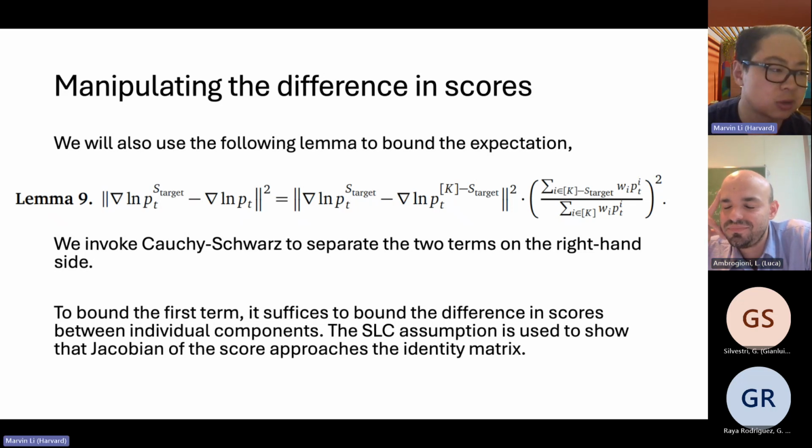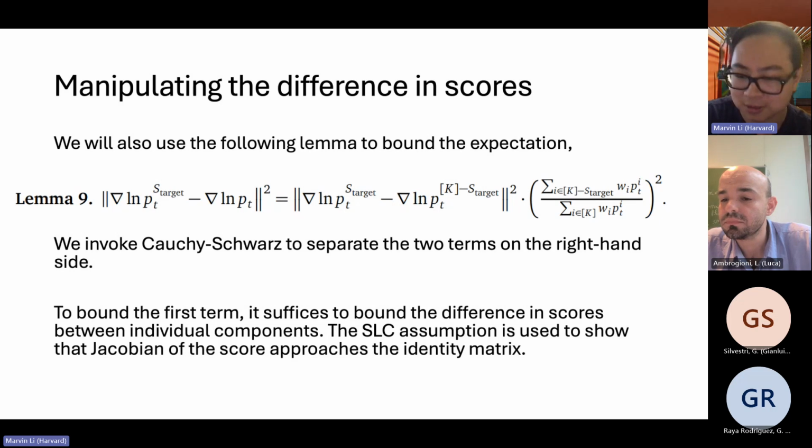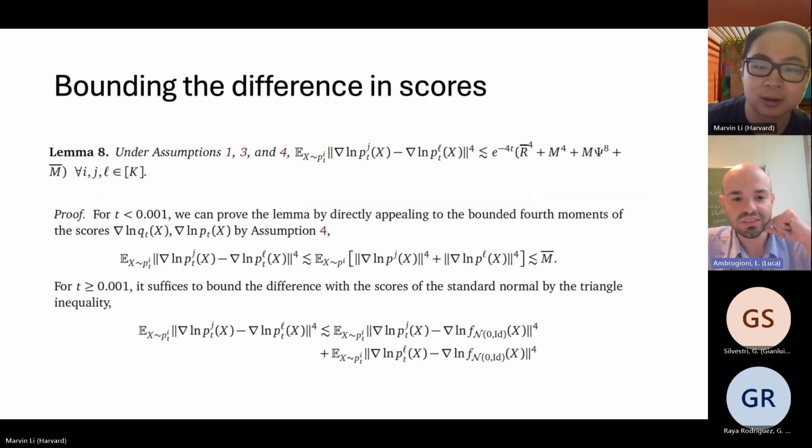Yeah. The score of a mixture model decomposes quite nicely. Yeah, it's like this weighted sum. It is a conditional probability times the score of each of the individual components. Yeah, I'd be curious in talking after to. Yeah. Let's finish the presentation and then we can discuss it.